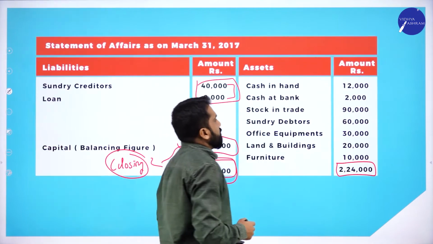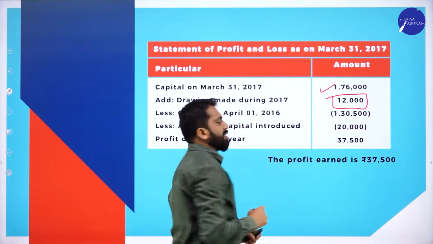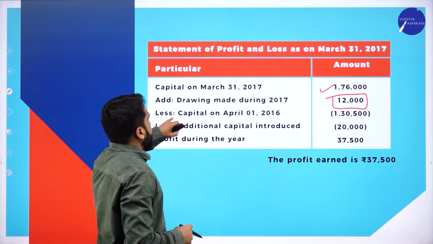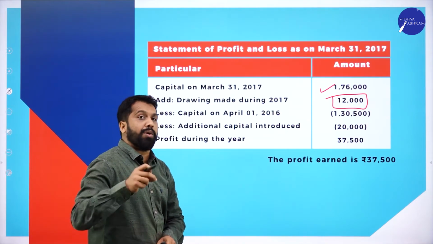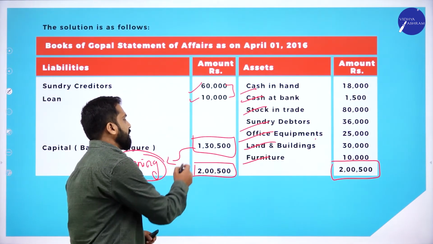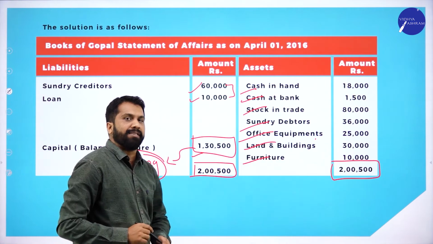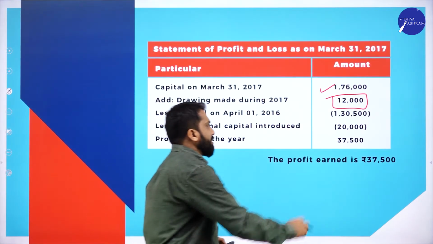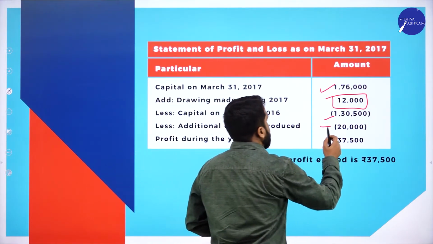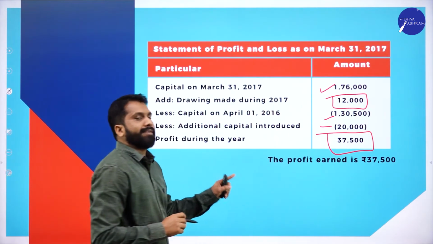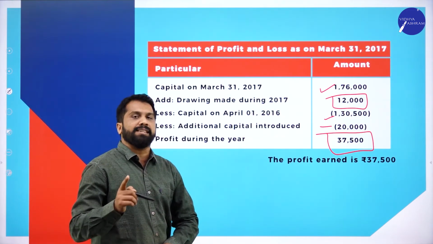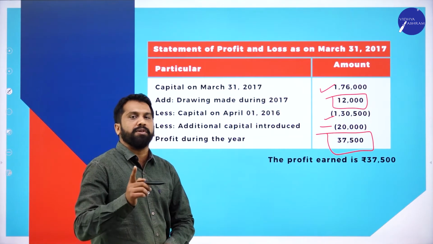So drawings will be how much? Yes. Your drawing amount is 12,000. Now 1,76,000 and drawing amount is 12,000. Less capital on. This is nothing but your opening capital. I'll go back to that. Your opening capital is 1,30,500, and your additional capital is 20,000. Your final answer is 37,500. It is nothing but the profit earned, 37,500. Hope you are clear.